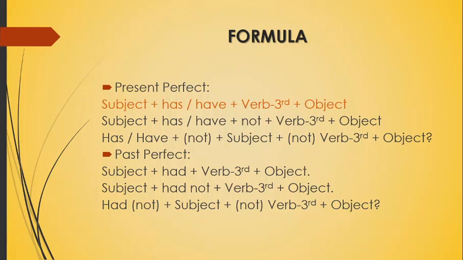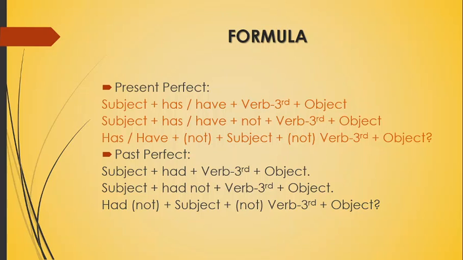If we are talking about a negative sentence, we use not in between the has or have and the past participle form of the verb. The remaining structure remains the same. If we are talking about interrogative sentences, we use the has or have at the beginning of the sentence. We bring it before the subject and then we place the third form of the verb and then object.